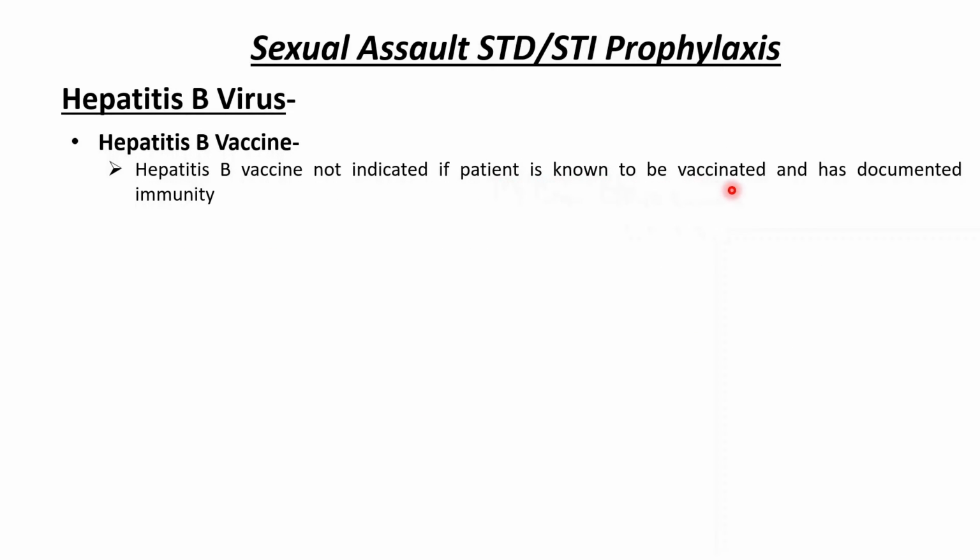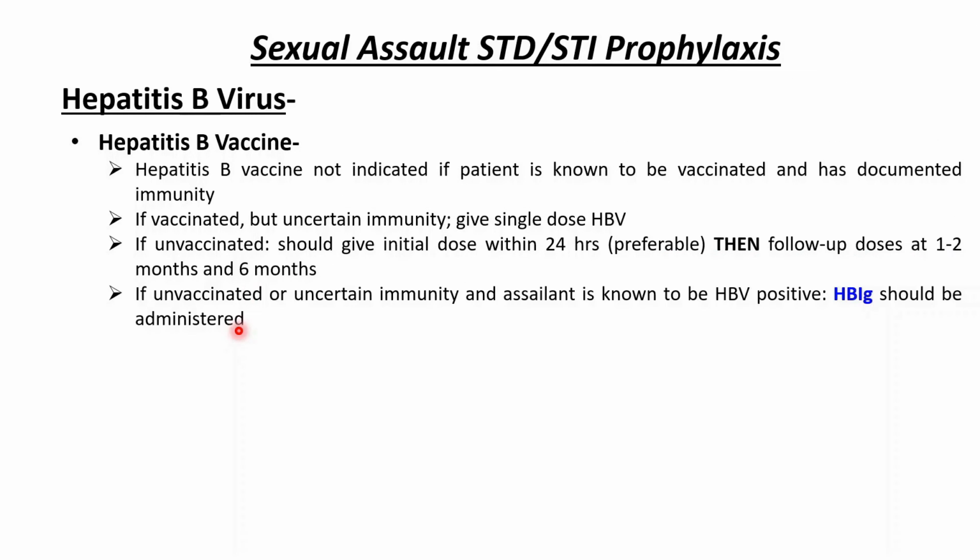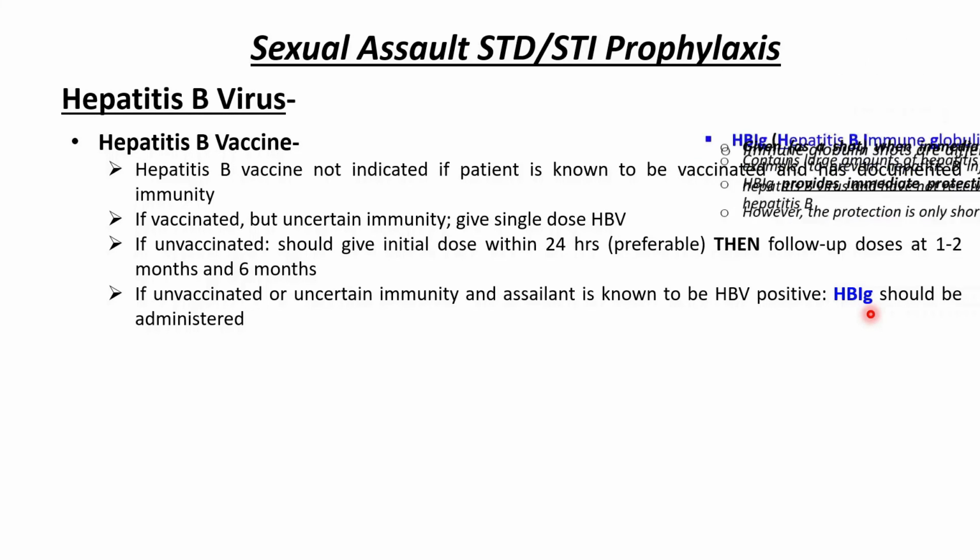If the patient is known to be vaccinated and has documented immunity, hepatitis B vaccine is not indicated. If the patient is vaccinated but you're uncertain of the immunity, go ahead and give a single dose of hepatitis B vaccine. If your patient is unvaccinated, you should give an initial dose within a day, preferably, then follow up doses at 1 to 2 months and 6 months. If unvaccinated or uncertain immunity and assailant is known to be HBV positive, hepatitis B immunoglobulin should be administered.